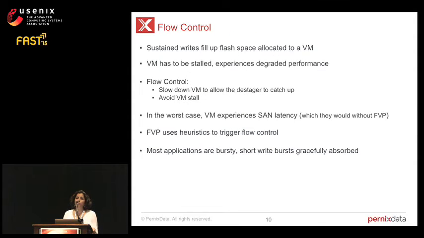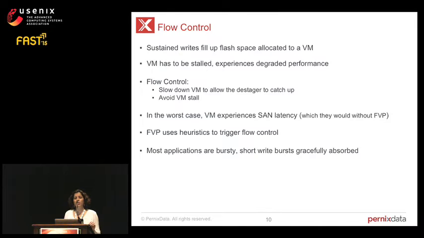The second contribution is flow control. The problem we are trying to solve here is that if you have a very write-intensive VM, then it's going to fill up its flash space before the Destager has time to flush those writes to the SAN and make more space for new writes to come in. This could also happen if the SAN is slow or overloaded and therefore not able to service the writes. In any case, if this happens, then the VM needs to be stalled.